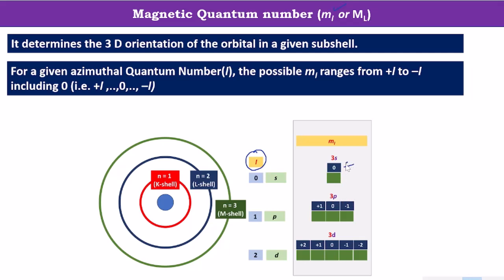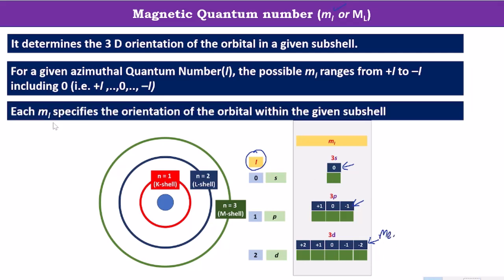In this case, these values 0, plus 1 to minus 1 and plus 2 to minus 2 indicate the values of the magnetic quantum number, meaning ml values. Each ml value specifies the orientation of the orbital within a given subshell. So these values give the subshell, and in that subshell these values 0, plus 1 to minus 1 and plus 2 to minus 2 represent the magnetic quantum number values, or orientation of an orbital.